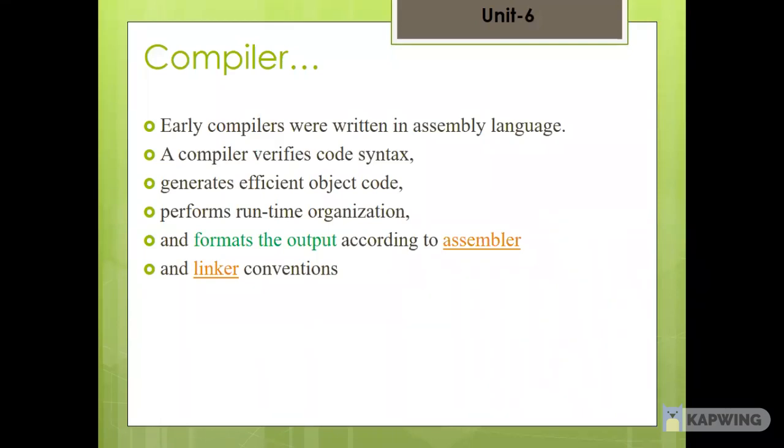Today we will go for the topic that is compiler. What are the phases of compiler? How does a compiler work? A compiler is easy to write in assembly language. A compiler verifies the syntax, that is syntax analysis. Then it performs runtime organization, generates efficient code, and formats the output according to the assembler and the linker convention.